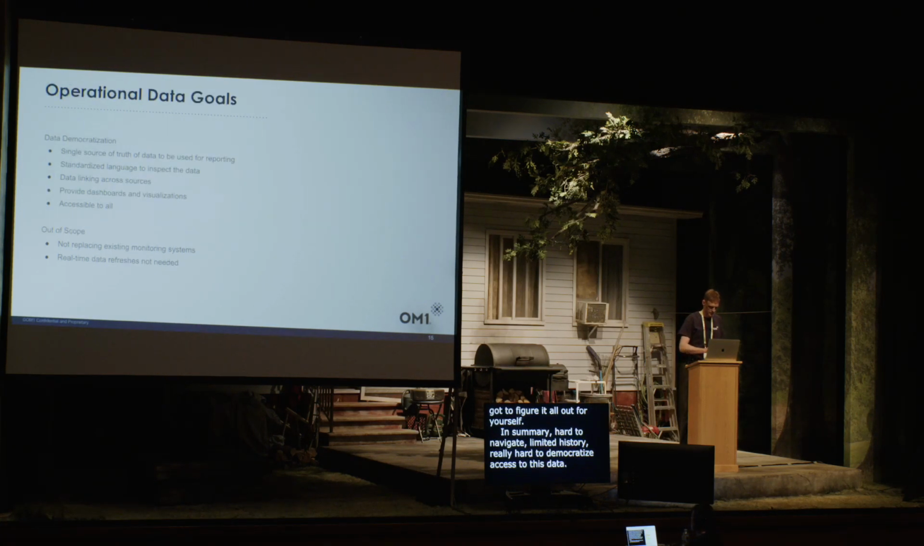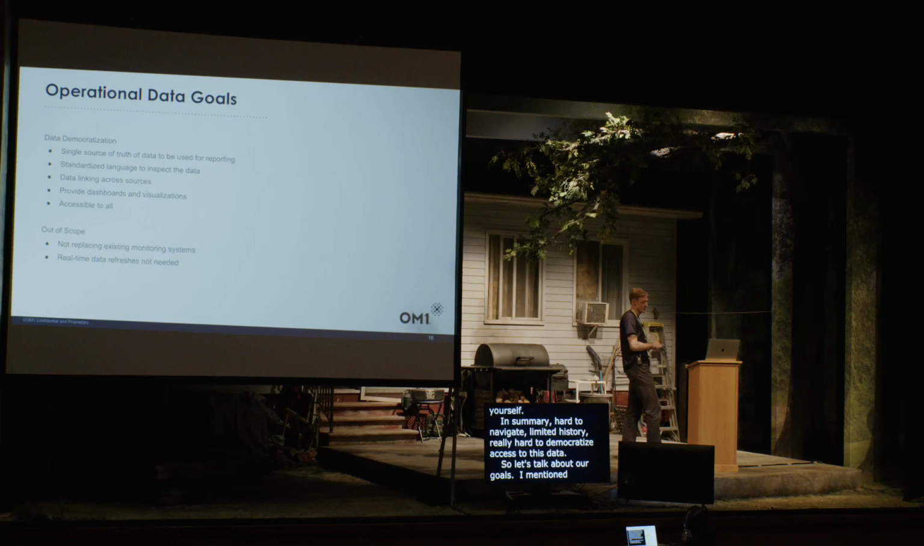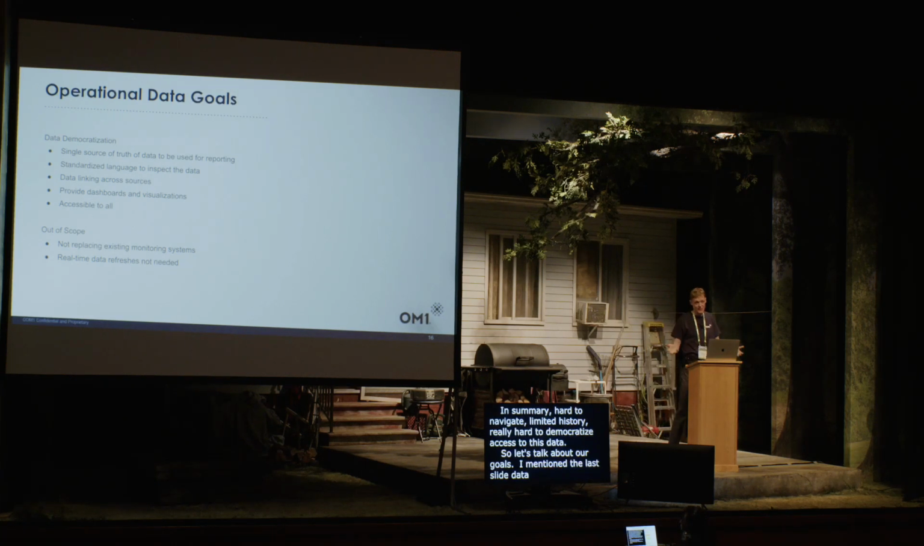So let's talk about our goals. I mentioned on the last slide, data democratization. We want to get this data into the hands of everybody. All this operational data we've got sloshing around in our org. We need to have a single source of truth to be used for our reporting. I've had this before where somebody puts up some numbers and someone else has the numbers for the same thing and they're different. Let's have one source of truth. You can't start reporting different numbers for the same thing.